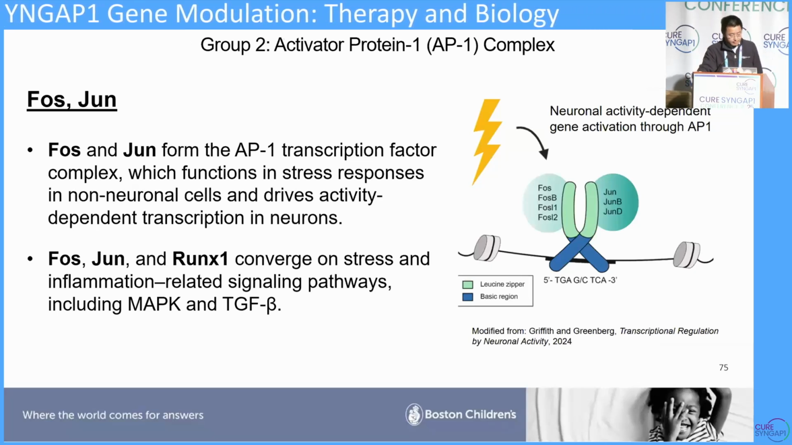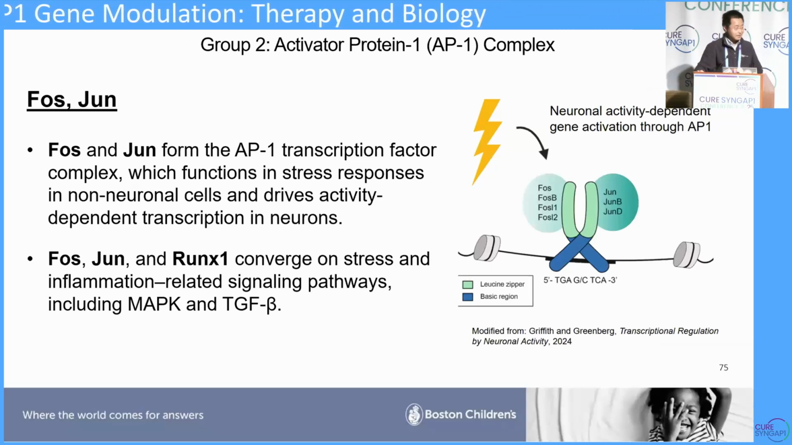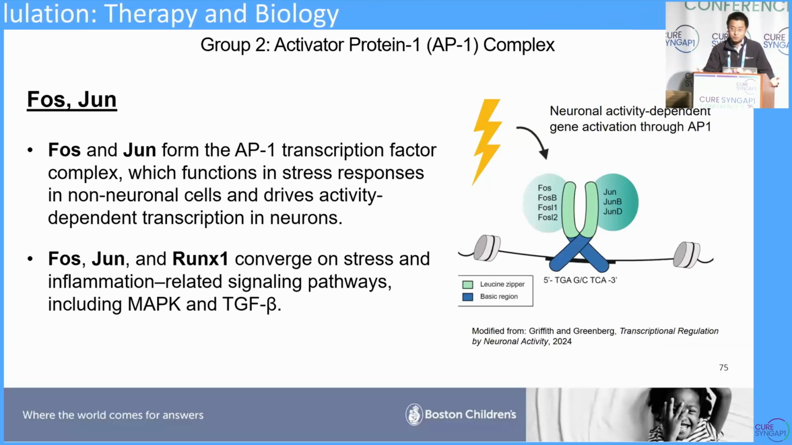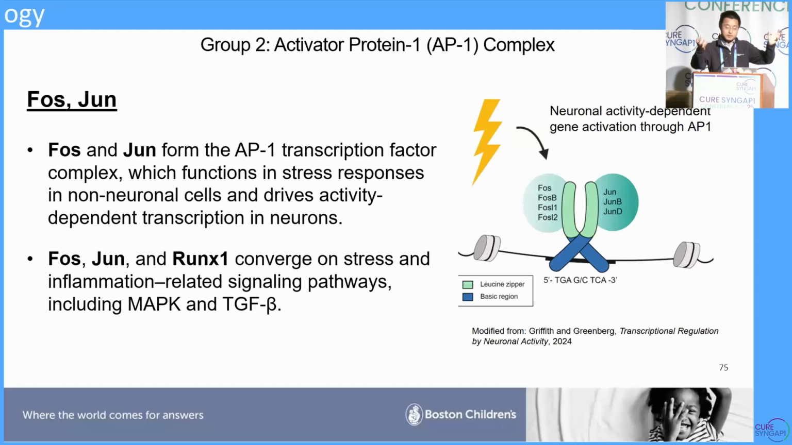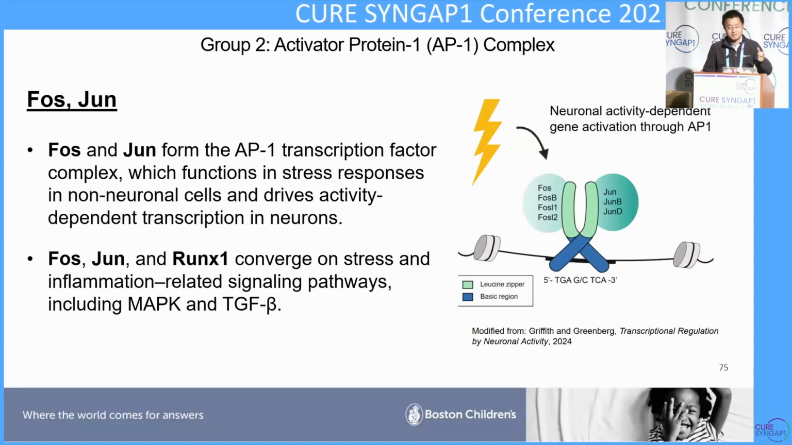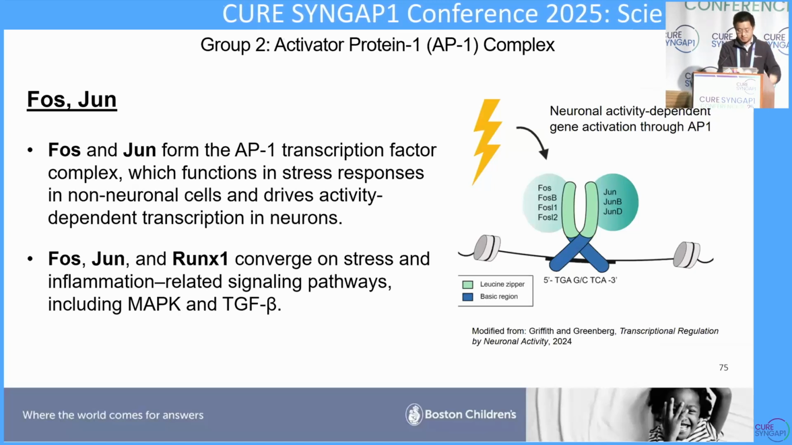If you're a neuroscience aficionado, you might recognize those as drivers of activity-dependent gene expression programs. But FOS is actually widely expressed in the body, and in non-neuronal cells it functions as a stress response pathway. RUNX1 is the same thing. Similarly, they converge with FOS on some of the pathways. So understanding these signaling cascades gives us a lot of biology about how the dimmer switch works for the endogenous SYNGAP gene in neurons.